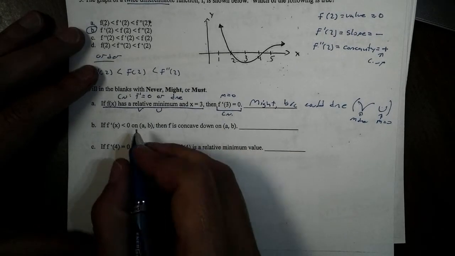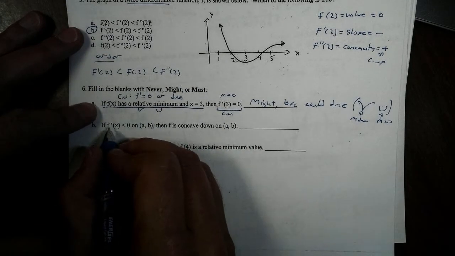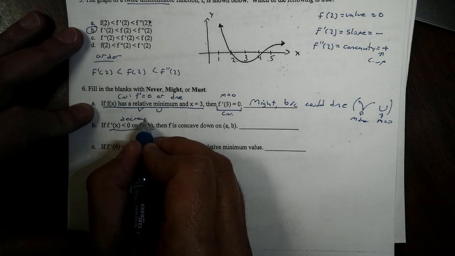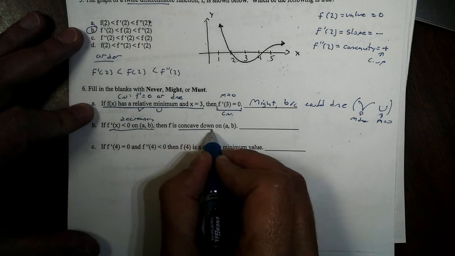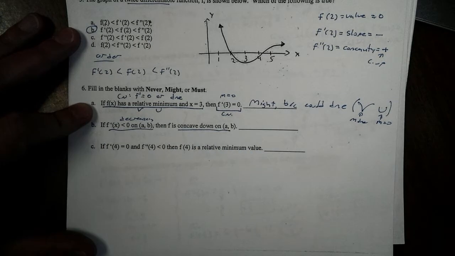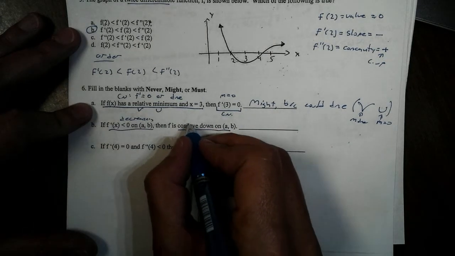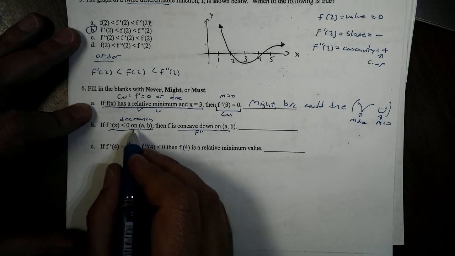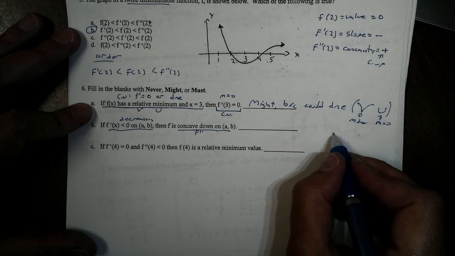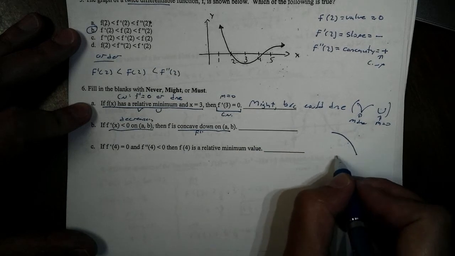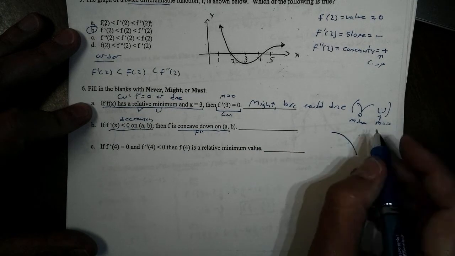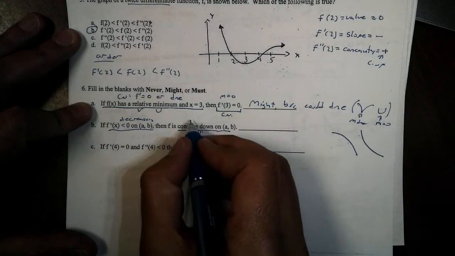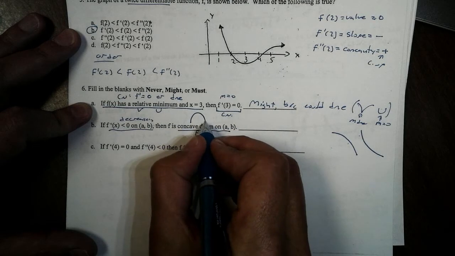This one says if the slope is less than 0, so on A to B, we are told that the function is decreasing, then the function is concave down. This is a tricky question. They're saying that the function is concave down, so they're talking about the second derivative here. So think about what a decreasing function looks like. That's a decreasing function, and it's concave down. But I can also draw a decreasing function like this, where it's concave up. So draw it. There's concave down.